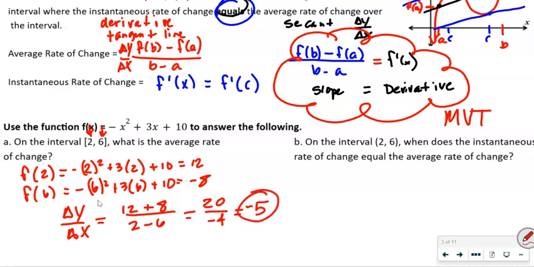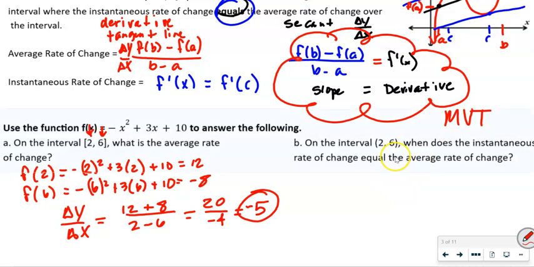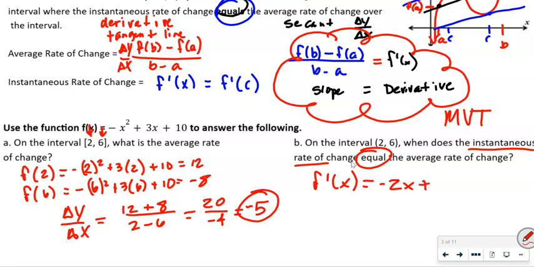Now, the next part says on the interval, when does the instantaneous rate of change equal the average rate of change? So see it says equal here, but we need the instantaneous rate of change. That's going to be the derivative of this function. So I'm going to do f prime of x, that's what we're about to find. So the derivative of negative x squared is negative 2x. The derivative of 3x is 3, right?